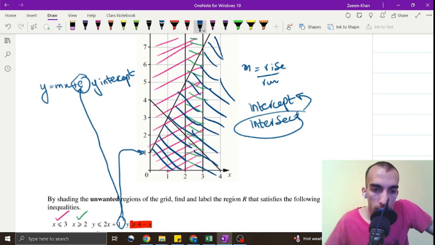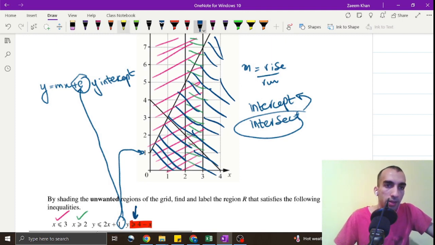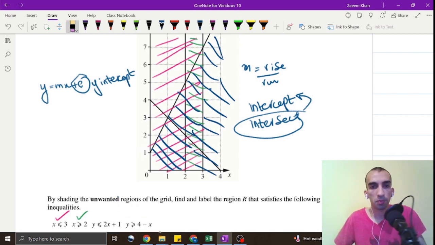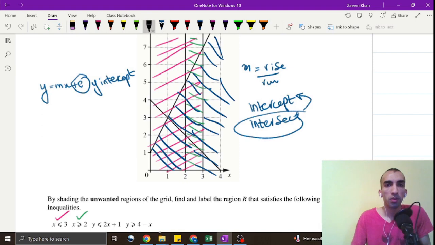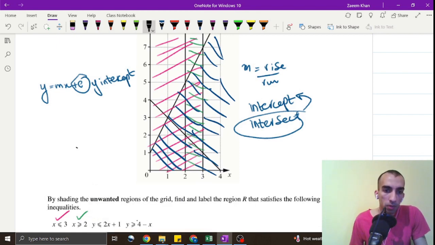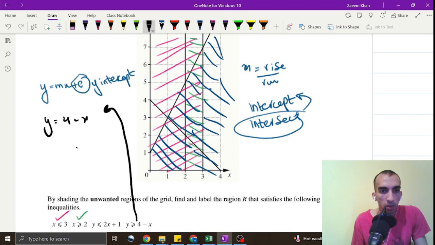The last one that we have is y is greater than or equal to 4 minus x. Which line is this going to be? The line going through 4. I'll tell you why that is so. Now this has been arranged in a very weird order. It's 4 minus x. What if I were to rearrange it and write it like this? Minus x plus 4. Can I write it like this?